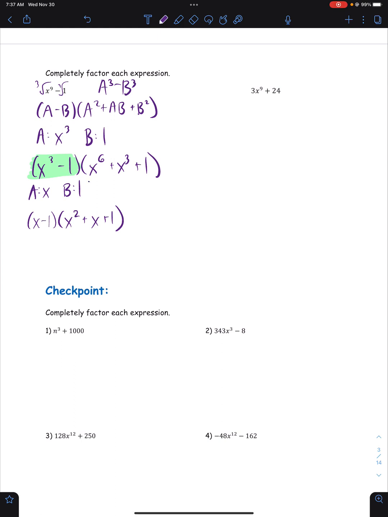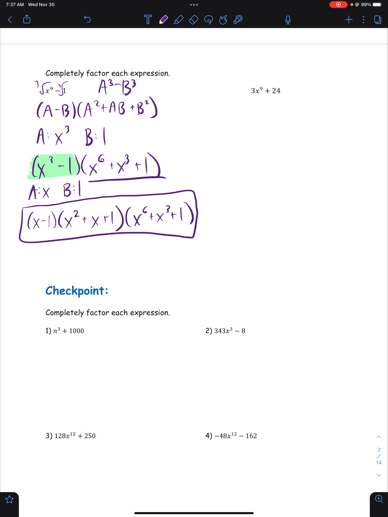And then don't forget this last factor. I see a lot of people forget to write the factor that we weren't factoring anymore. But make sure you write that last factor. And this would be our correct answer. We can't factor that anymore. You should try to factor it, but you can't. And that's our answer.